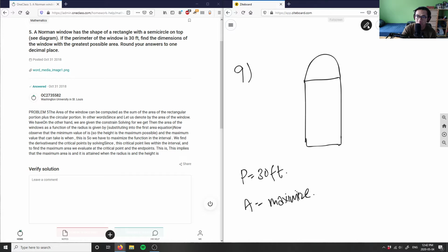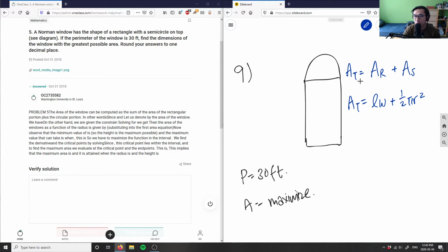So when we're talking about the area of the Norman window, the total area equals the area of the rectangle, this blue part here, which is length times width, plus the area of the semicircle. If the area of a circle is pi r squared, the area of a semicircle would have to be half of that, so it's half pi r squared. This will be our total area.